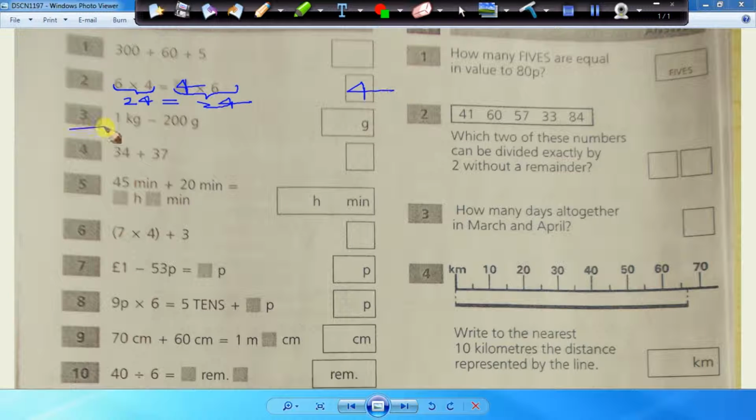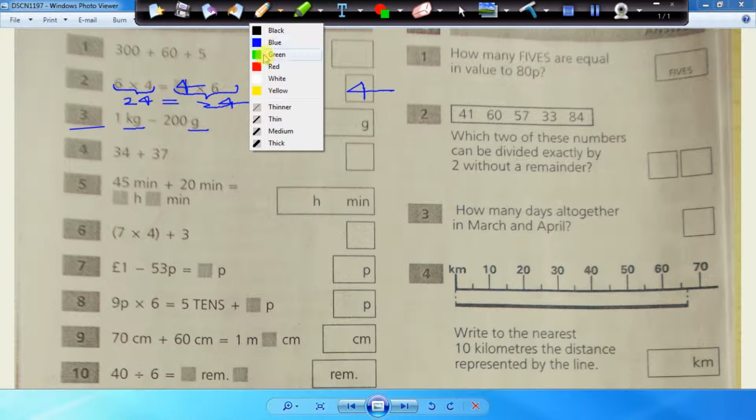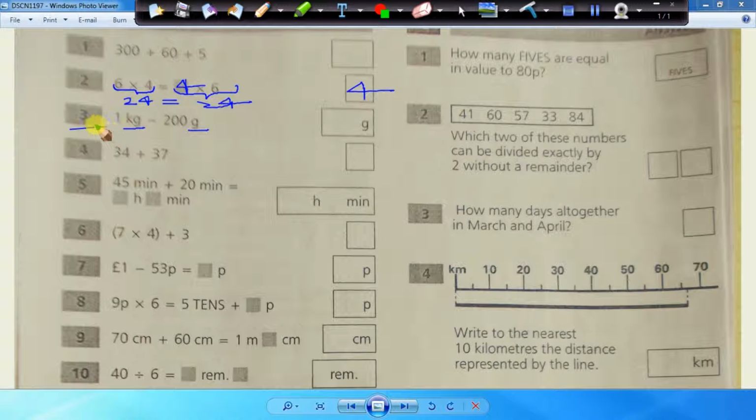Okay. Number 3. 1 kilo minus 200 grams. Don't shout out the answer. Now in a kilogram, these are two different units here. When you change kilograms into grams, put your hand up if you don't change kilograms into grams. Put your hand up. Okay, go on. 1,000 grams. That's lovely. So 1,000 minus the 200 gives us an answer of 800.